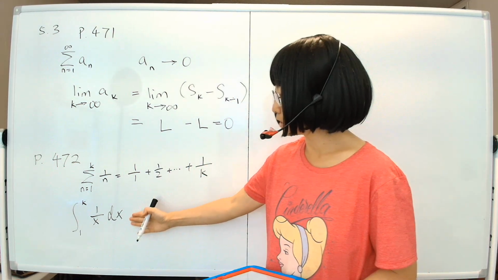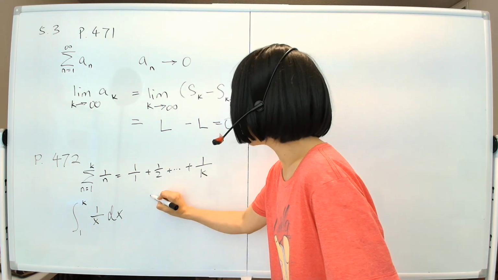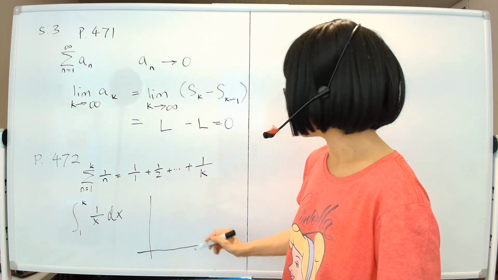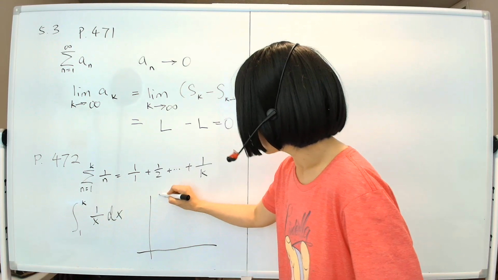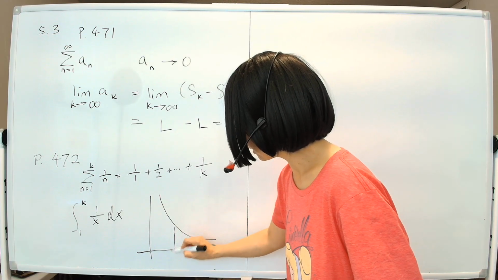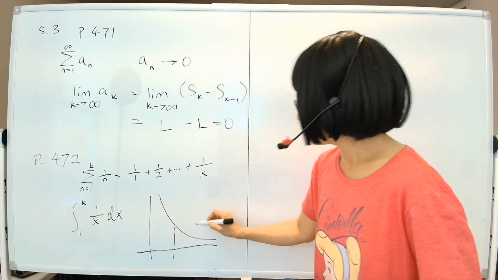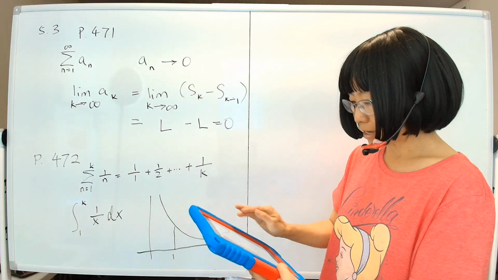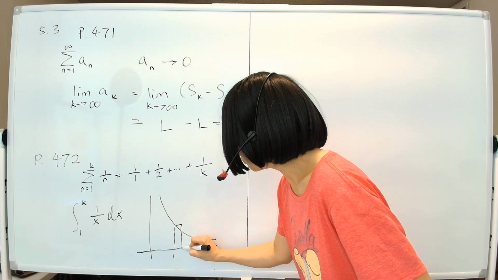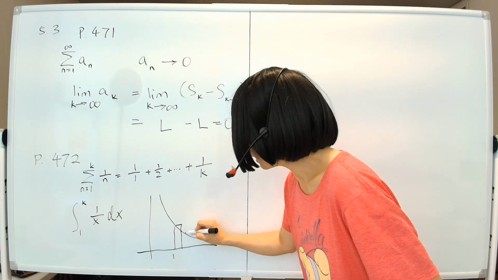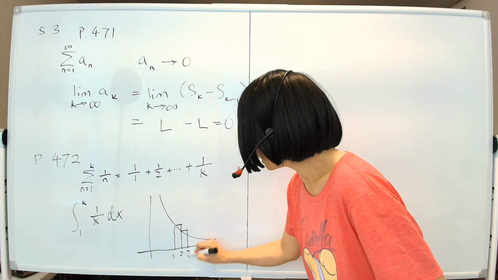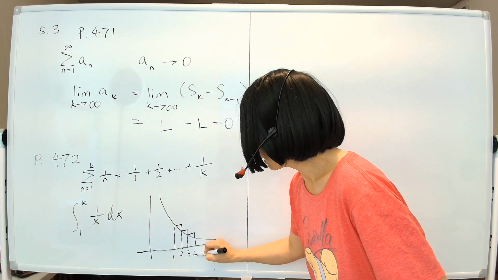Now, the relationship of these two things we can see in a graph if we consider them as area under the curve. So let's draw this graph here, which is something like that. Here is 1. The way we want to draw this graph is to look at the next page. So this is 1, and this point is the next one, that's 2, and that's 3, and 4, and so on.